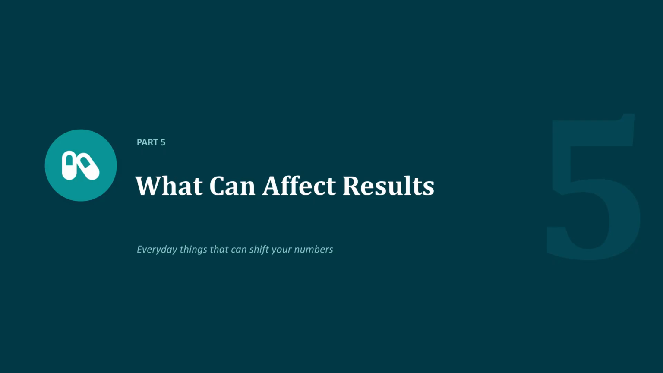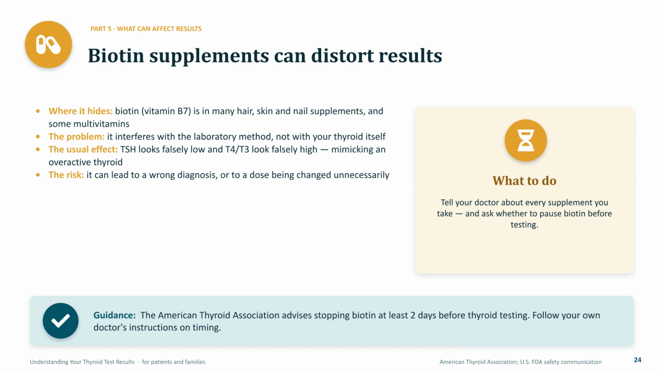Next, we will look at everyday factors that can influence your test results, which is a crucial consideration before your next blood draw. Be aware that biotin supplements can interfere with lab methods, potentially causing TSH to appear falsely low and T4 or T3 to appear falsely high. The American Thyroid Association recommends stopping biotin at least 2 days before testing. Always discuss your supplement list with your doctor.